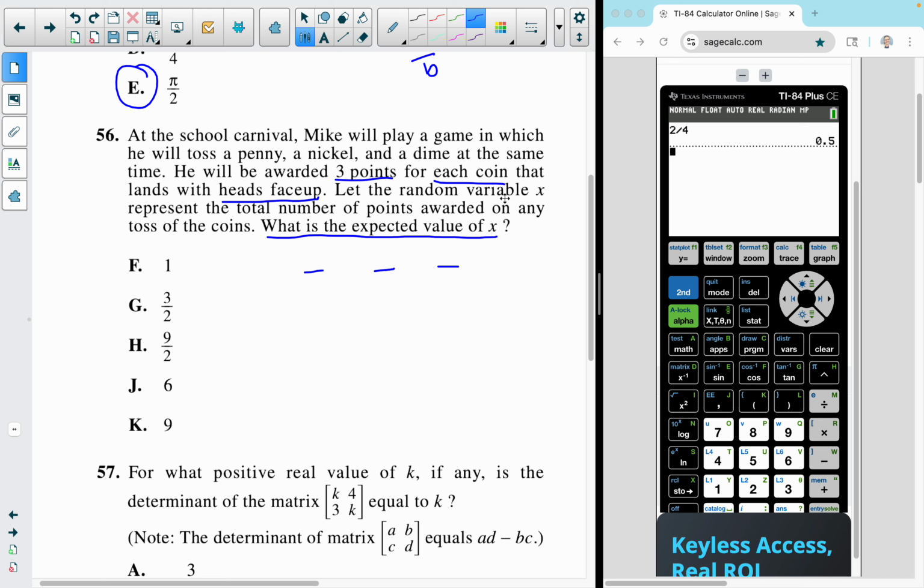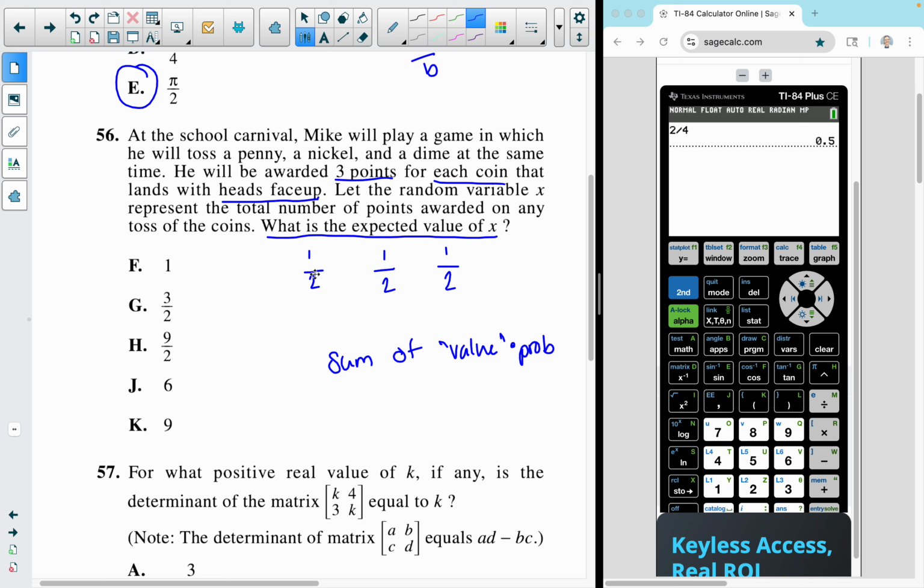So let the random value variable x represent the total number of points awarded on any toss of the coins. So what's the expected value of x? So what's the expected amount of points is what it's asking for. So expected value is when you do the sum of the value times the probability. So the first coin, to get heads up, the probability is 1/2. The second coin, the probability is 1/2. The third coin, the probability is 1/2. So the value is 3 points if I get heads. So I'm going to do the sum of the value times the probability.